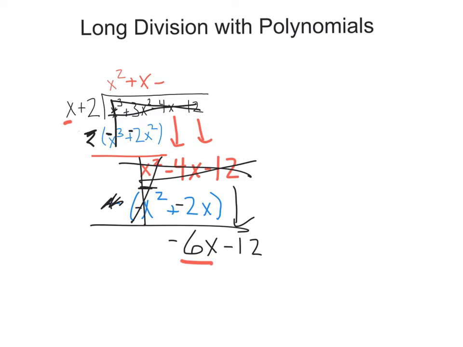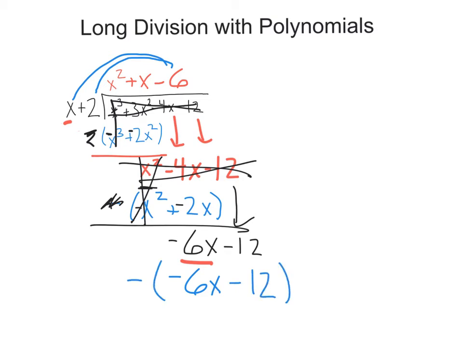That's going to be minus 6. As you can see, negative 6 times x is negative 6x. Then we distribute negative 6 times 2. That's going to give us minus 12. We're going to subtract the whole thing. That negative distributes. That becomes plus 6x plus 12.